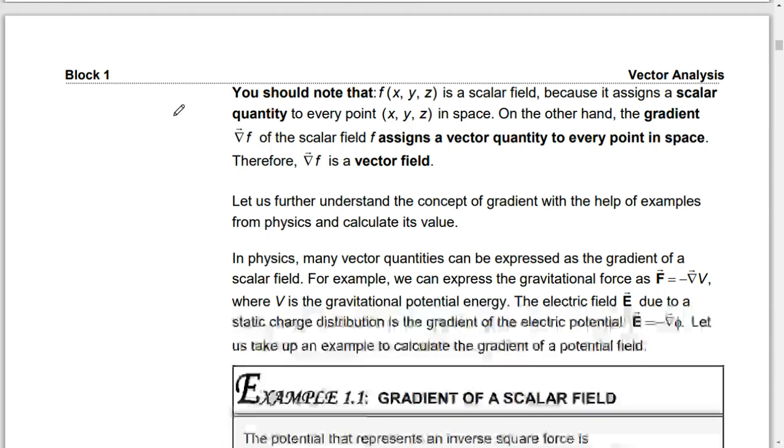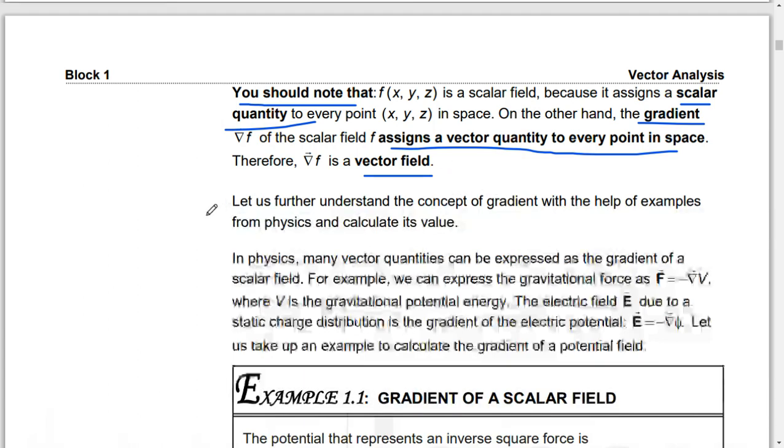You should note that f of x, y, z is a scalar field because it assigns a scalar quantity to every point x, y, z in space. On the other hand, the gradient del f of the scalar field f assigns a vector quantity to every point in space. Therefore, del f is a vector field. Let us further understand the concept of gradient with the help of an example from physics and calculate its value.